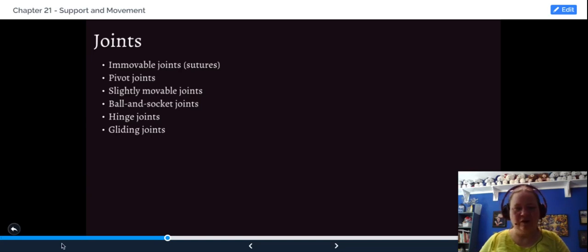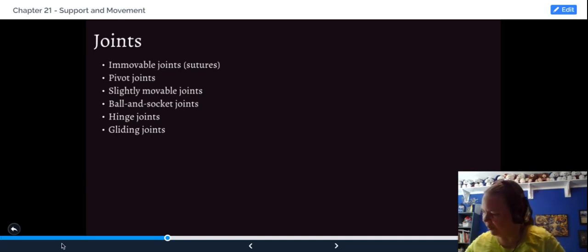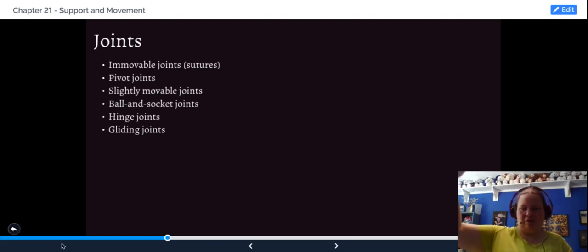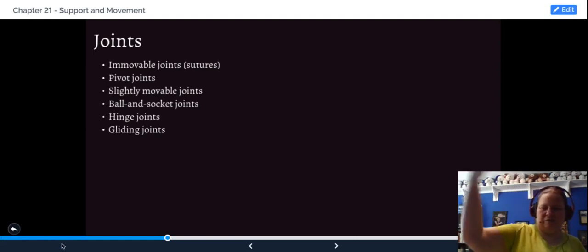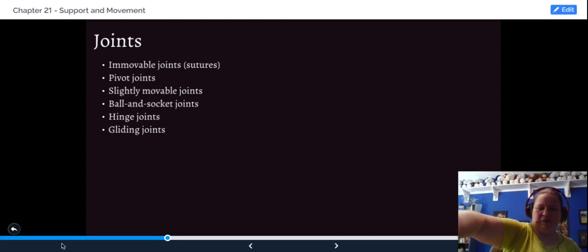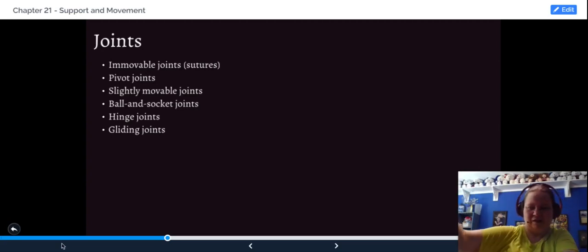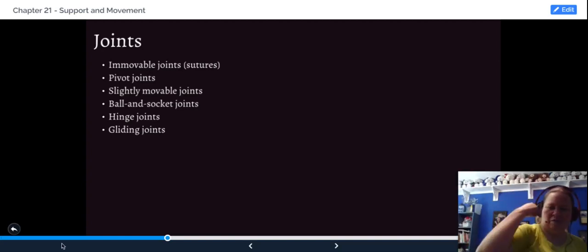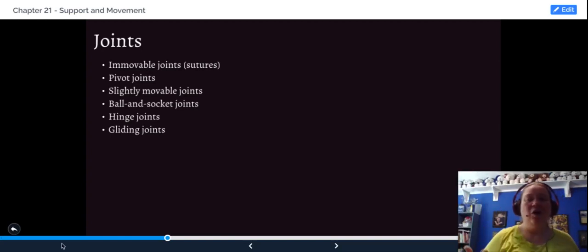Hinge joints are ones that work like a door hinge. They can only bend in one direction. A good example would be your elbow. So it only bends like this. It may look like it's moving in different directions, but that's your shoulder rotating. But you can bend your arm only one way. You can only bend your knee in one direction. You can't bend your knee outward, which would be weird.